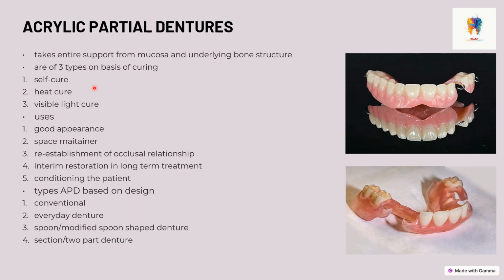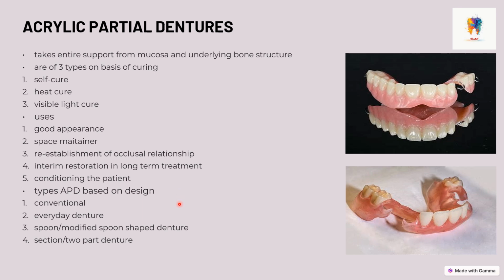Heat cure ones are those where you give an external heat source, so they start the chemical reaction and get cured. Visible light cures are the ones where you give an external light source to start the chemical reaction for curing. So these are the three types based on curing: self cure, heat cure, and light cure. Then these acrylic partial dentures are further classified on the basis of design, what kind of design you are making of those materials.